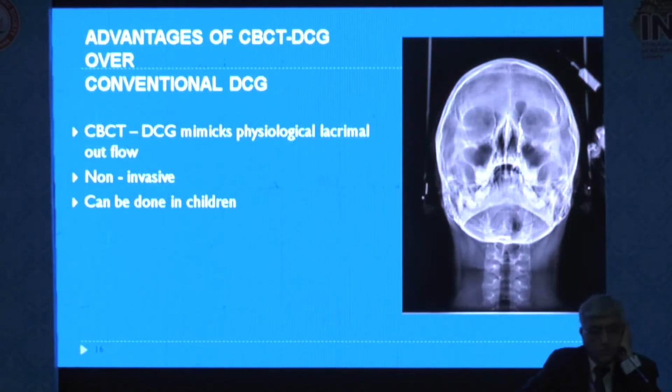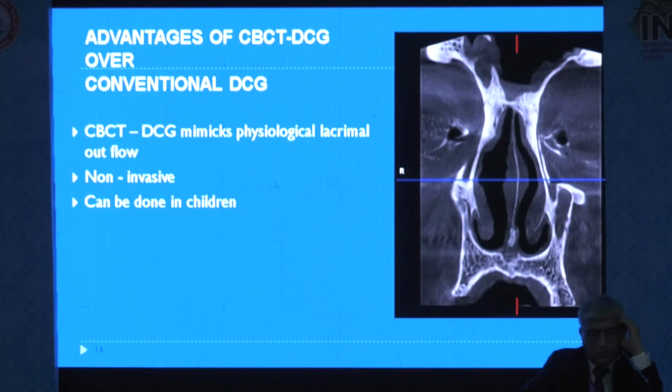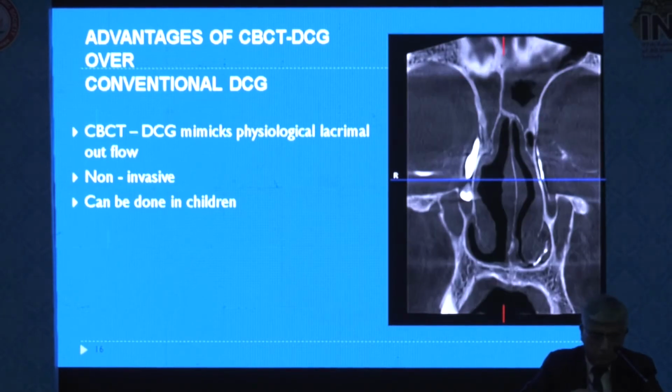Here is a patient with mucocele on the right side. Please focus on the left side. The left side had persistent epiphora. We did the conventional DCG and it revealed that it is patent. We called the patient the next day. We did the CBCT DCG and see, after 30 minutes, the dye has traveled only up to the upper part of the nasolacrimal duct. And then we injected the dye, and it has gone into the inferior meatus. This is the difference between the conventional and the CBCT DCG.